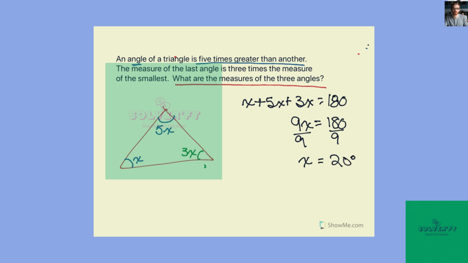So it's 20 degrees. This angle is going to be 20 degrees. And 5 times 20 is going to be 100 degrees. And 3 times 20 is going to be 60 degrees. You can just spot check that, because 20 plus 60 is 80 and 80 plus 100 is 180. So yes, it does add up to 180 degrees.